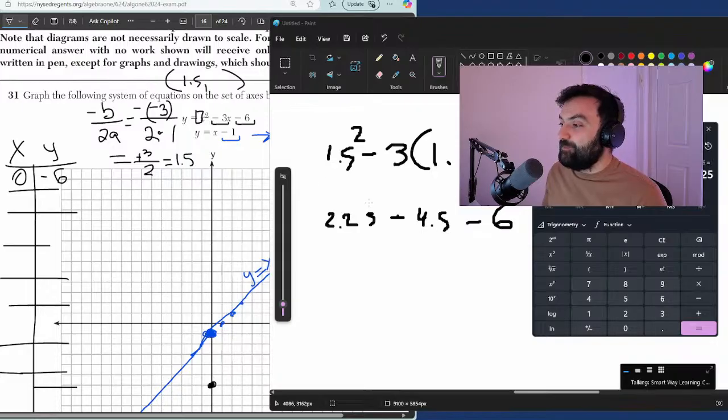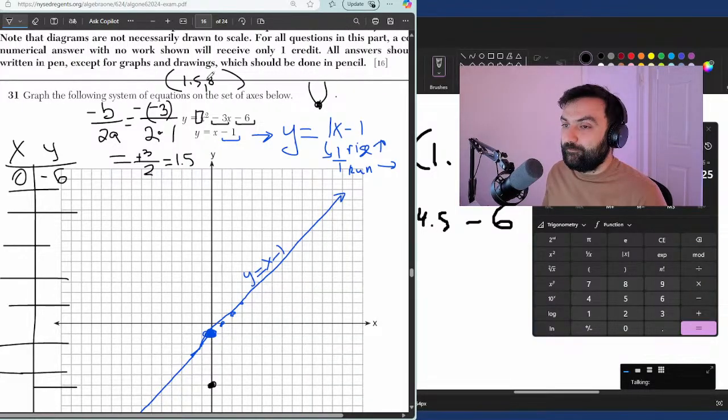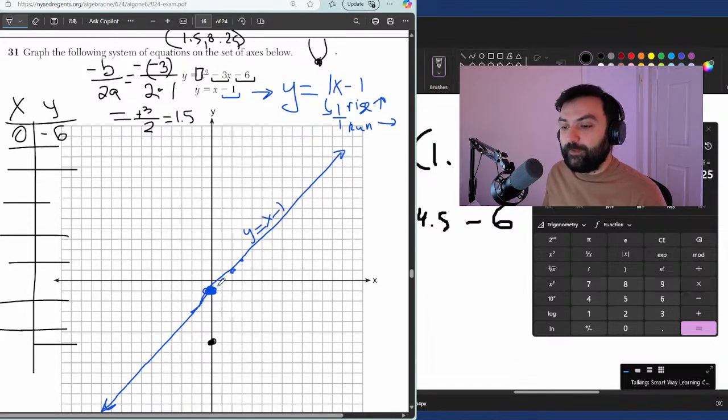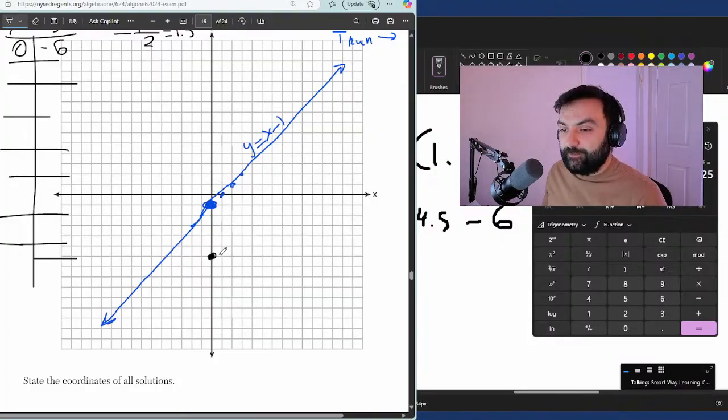The answer is negative 8.25. Let's do it. 1.5 and negative, so this is negative 6. 1.5 is here. Negative 6, negative 7, negative 8.25. Whoa. It's not that obvious here.